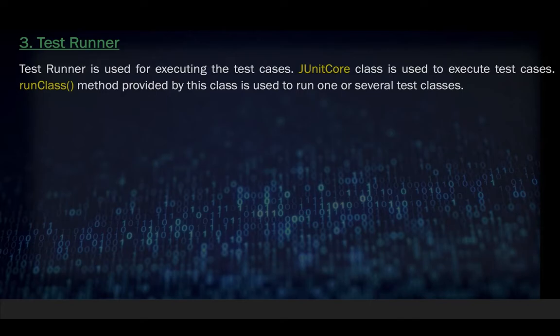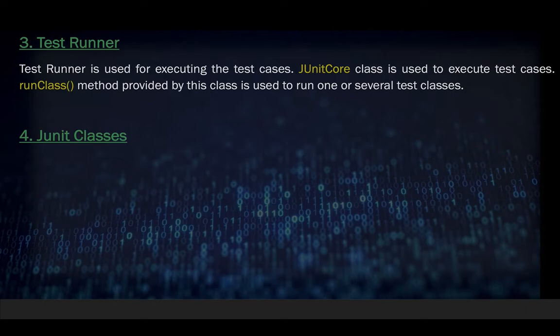Next is test runner. The test runner is used for executing test cases. There is a class provided by JUnit 5 to execute test cases, that is the JUnitCore class. And among its various methods, there is one runClasses method that is used to run one or several test cases. Now let's see some test classes for JUnit.